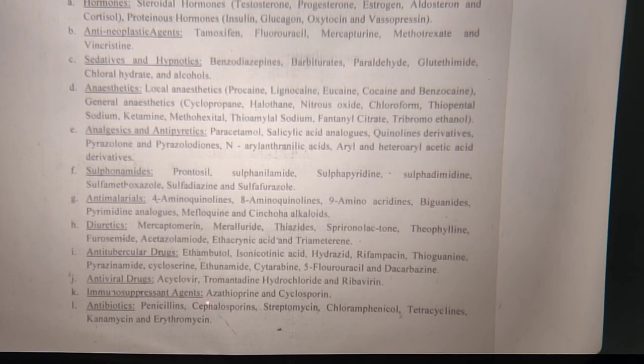K, immunosuppressive agents. Azathioprine and cyclosporine are included in it. Then the last and least in this respect, antibiotics. Under the antibiotics are included penicillin, cephalosporin, streptomycin, chloramphenicol, tetracycline, kanamycin and erythromycin.